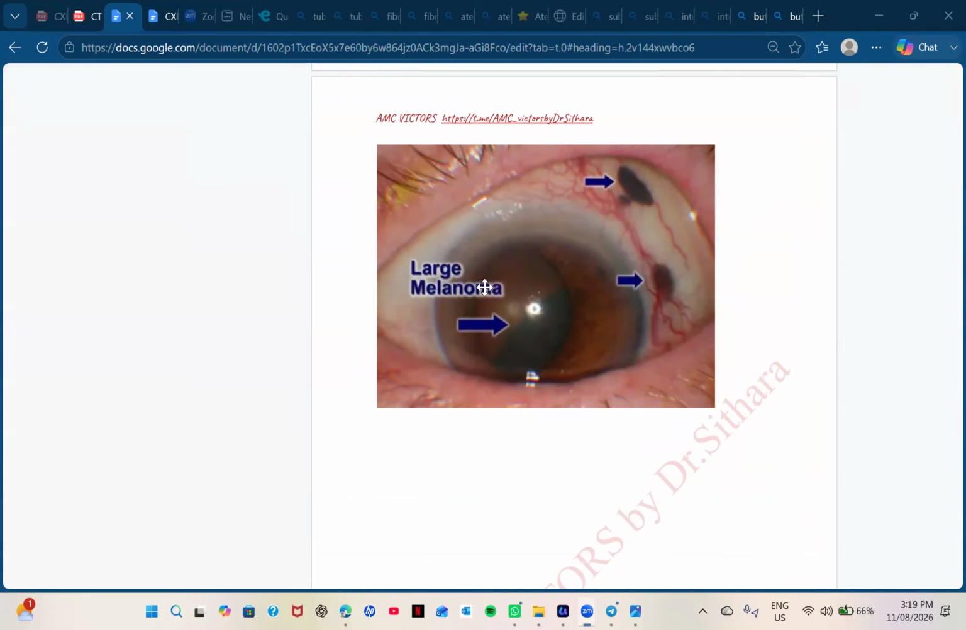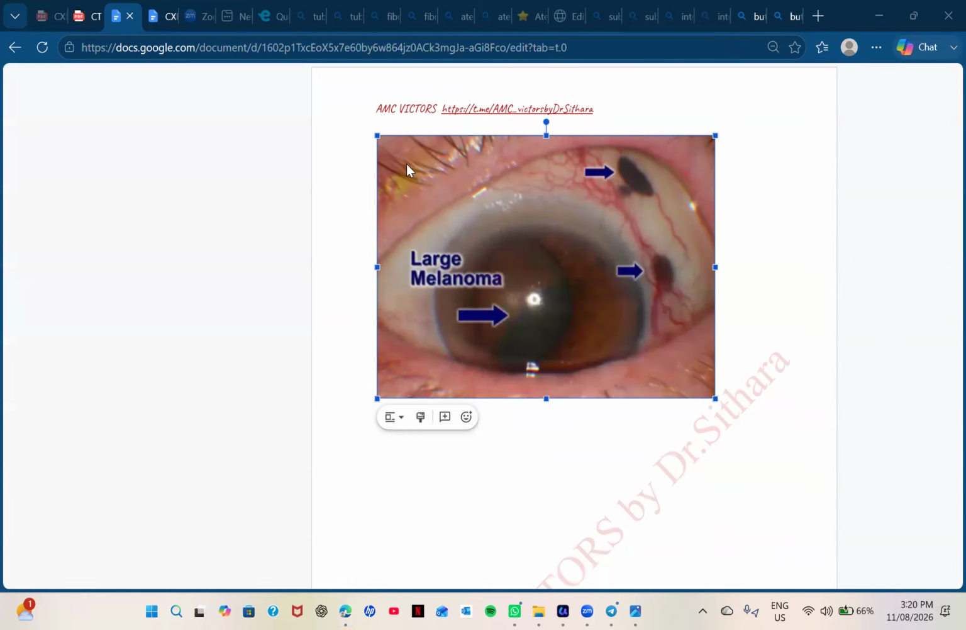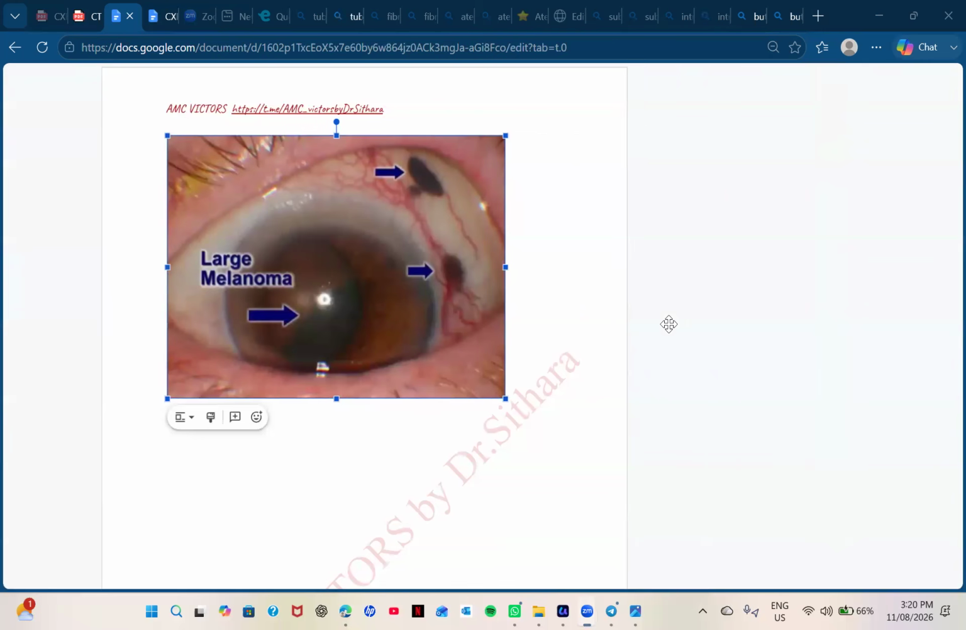Okay, so generally, what is the initial thing once you are suspecting a melanoma? What do you need to do? Tell me, doctors. You have to do the excision biopsy, right? Excision biopsy, that is very important. Once you're suspecting melanoma, you need to do the excisional biopsy.